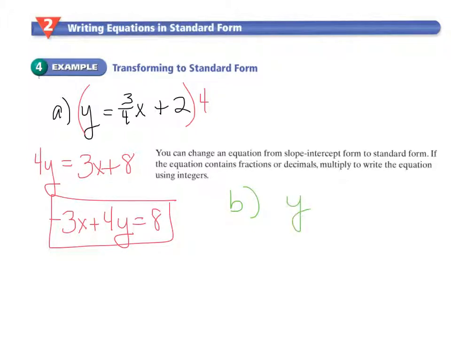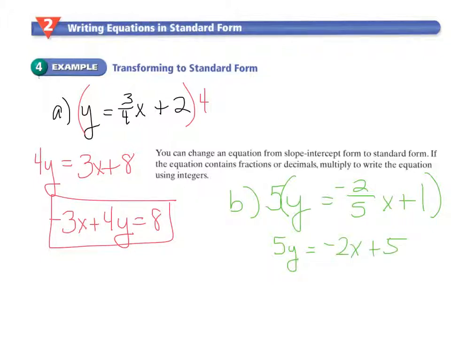You can pause the video and do this yourself if you would like. Y equals -2/5 x plus 1. To get rid of the divide by 5, we can multiply by 5. That gives me 5y equals -2x plus 5. We move the 2x over, and I would get 2x plus 5y equals 5.